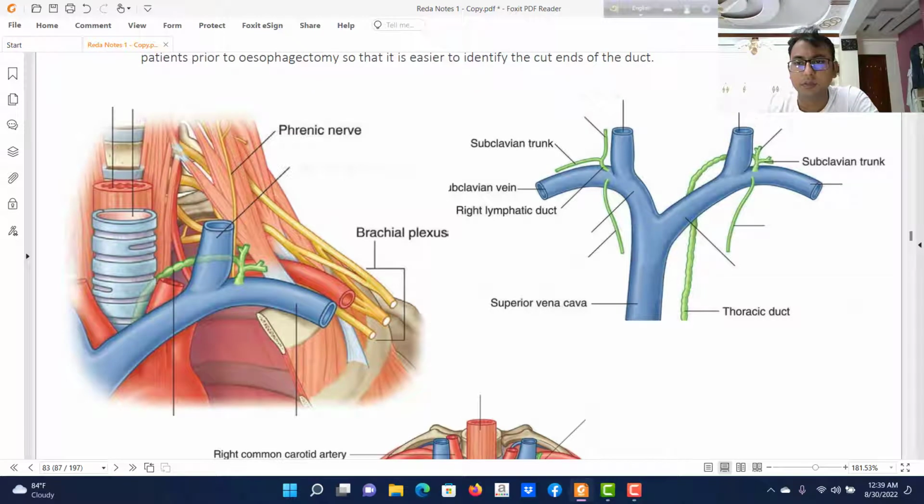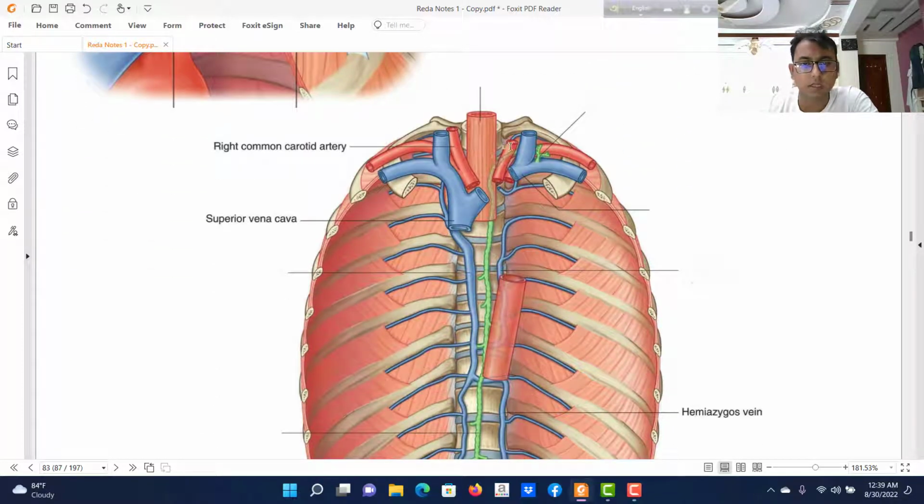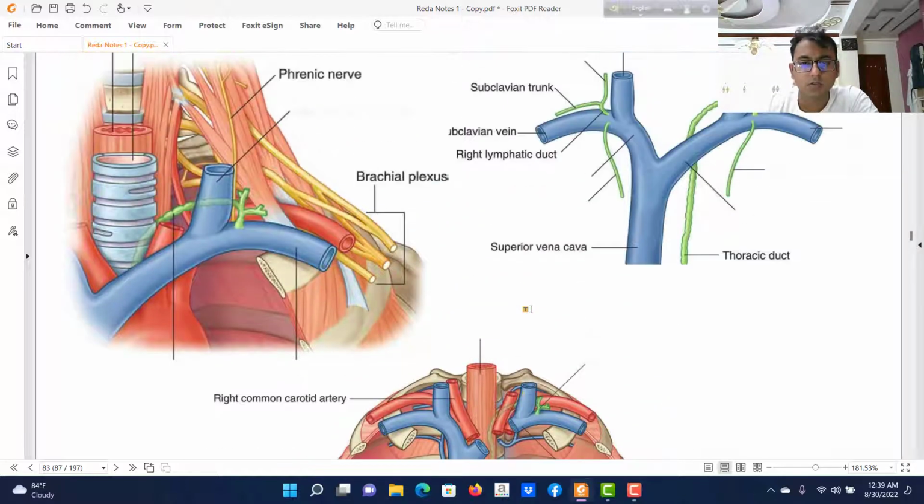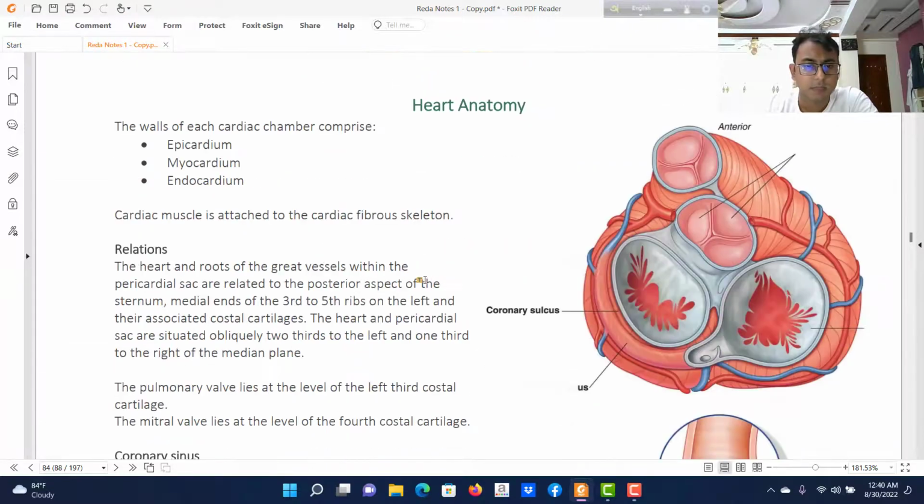Ultimately, it drains in between the left jugular vein and the left subclavian vein. In between here, it will enter. So ultimately, it will go in between the left internal jugular vein and the subclavian vein, left side.